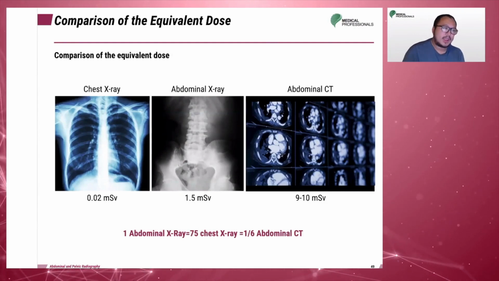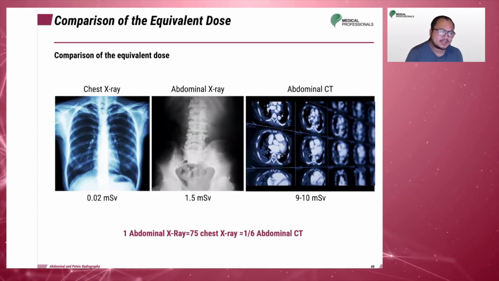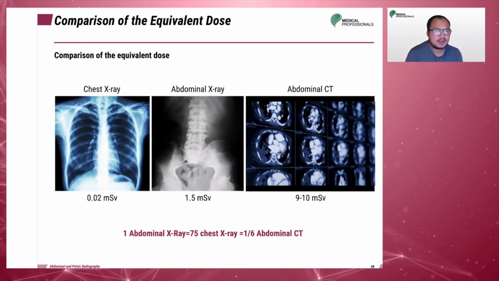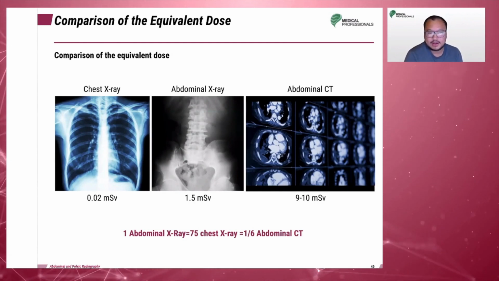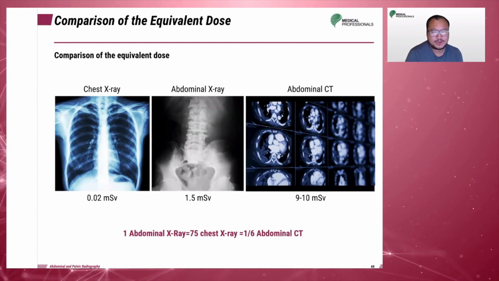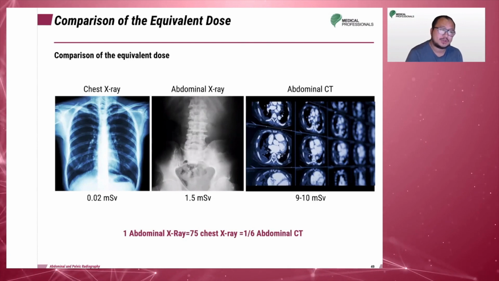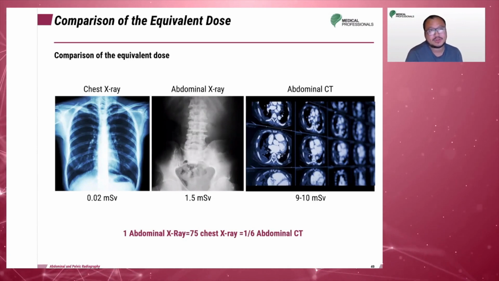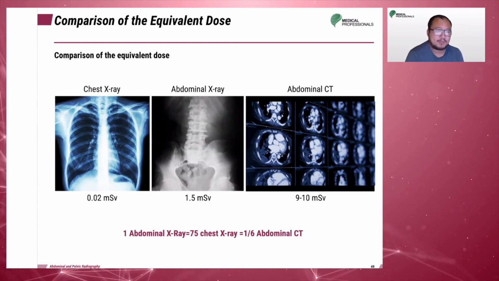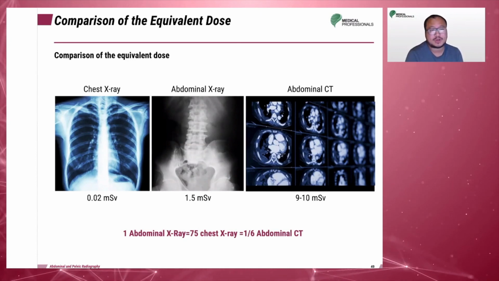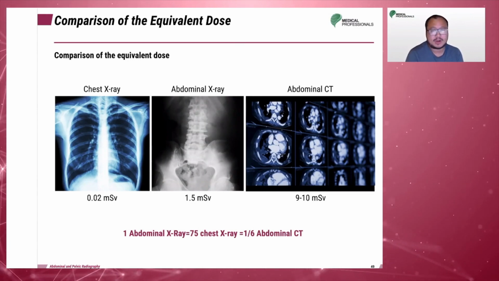All right, and so comparison of equivalent dose. So the dosages, guys, for chest x-ray, 0.02 millisieverts, abdominal x-ray, 1.5 millisieverts, abdominal CT, 9 to 10 millisieverts. So you can see how an abdominal CT is much more radiation dose to our patients. So if we can diagnose our patient using an abdominal x-ray, it's probably better for them. But in any case, there again are some structures that we cannot identify readily without the use of a cross-sectional modality.